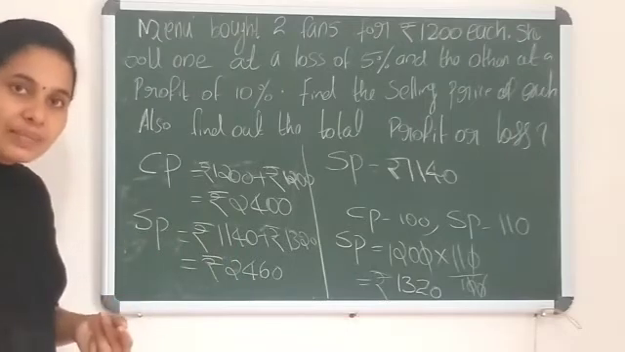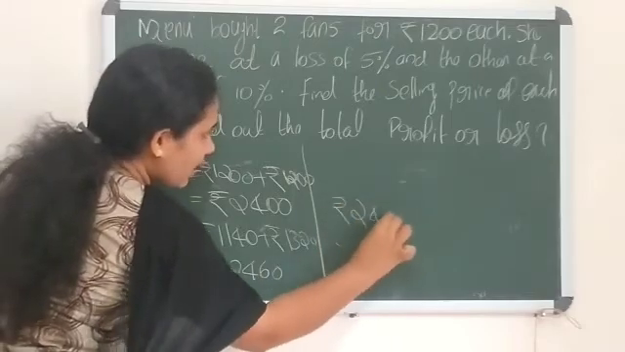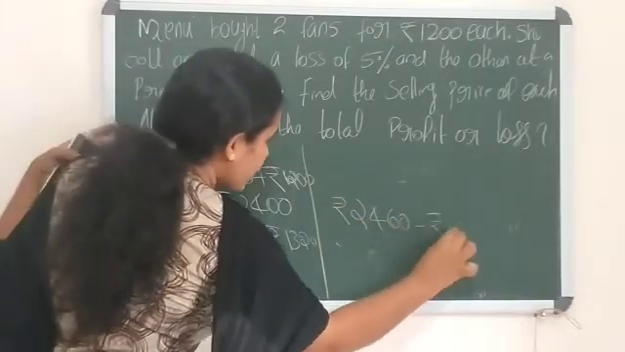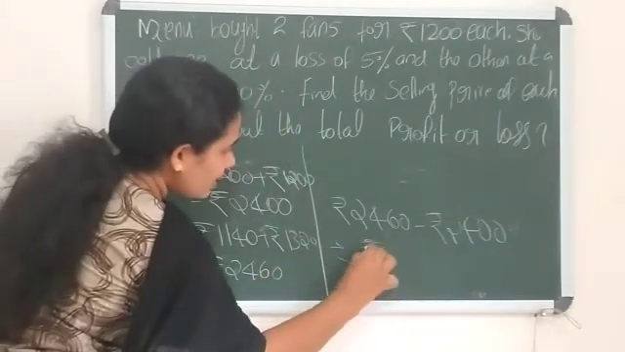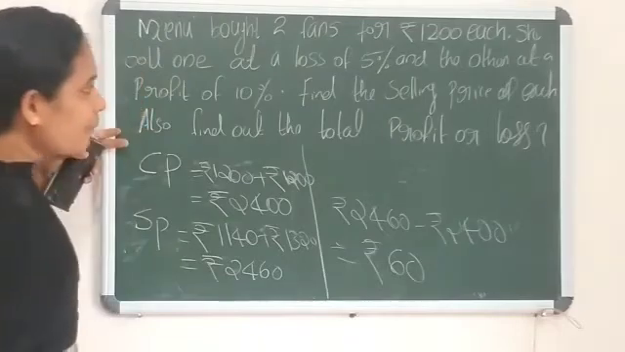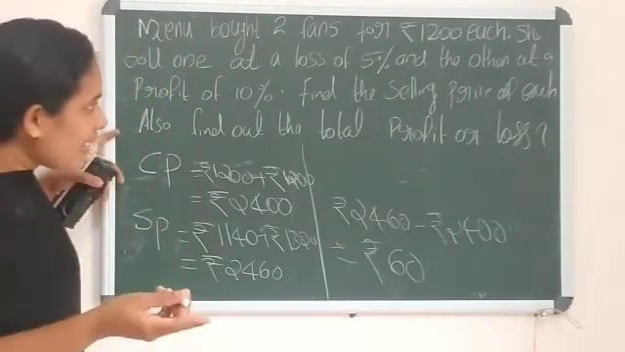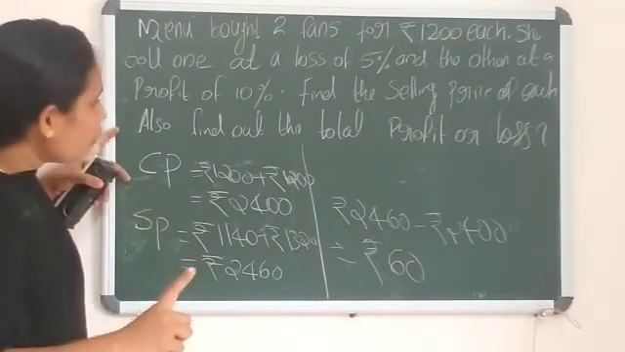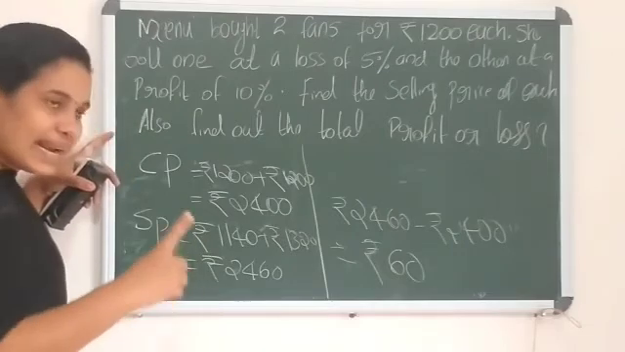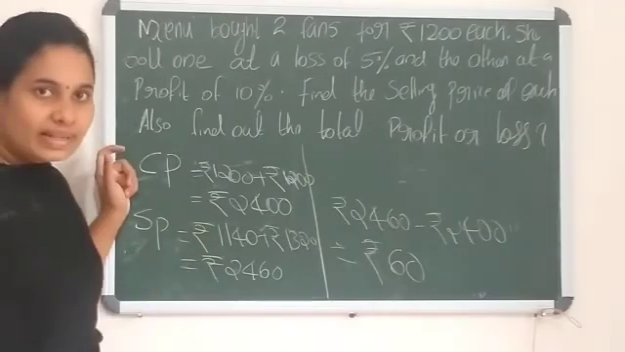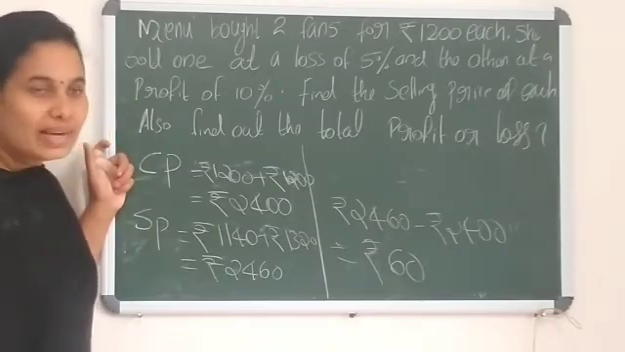And what is the difference? How can you find that out? Just subtract: 2460 minus rupees 2400. What is the answer? Rupees 60. This is the profit for this person, Meenu. After selling these two fans, Meenu is getting rupees 60 as profit since selling price is greater than cost price. Okay, in this way we are solving problems related to profit and loss.